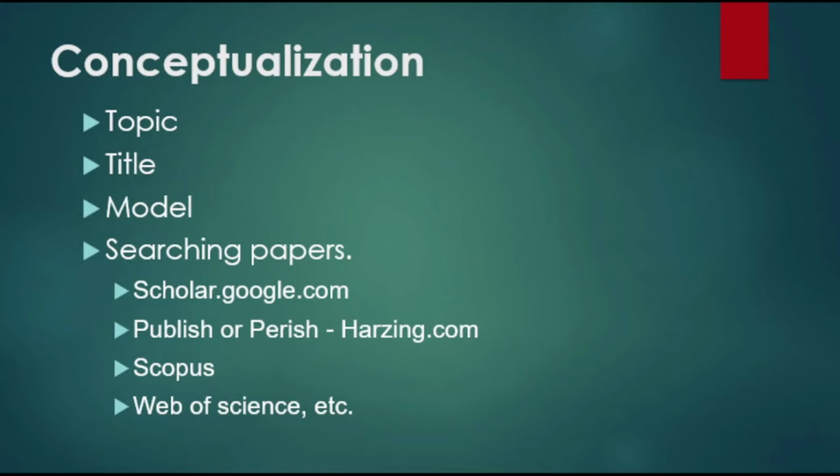Scopus is a bigger database where you will find more research papers, but Web of Science is very specific, very high quality, where you will find SSCI, SCI, and SCIE, which is popularly known as ISI journals. You will find it in the Web of Science.